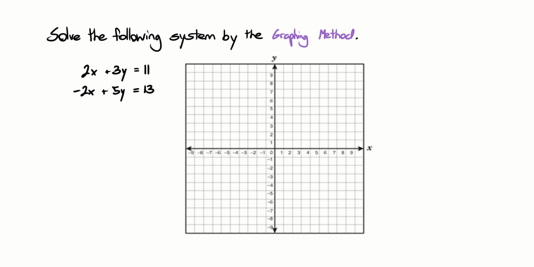Here we go, everyone. I'm going to take 2x plus 3y equals 11, which, as you can see, is not in slope-intercept form, and I'm going to make it into slope-intercept form here. All right, give me a moment while I do that.